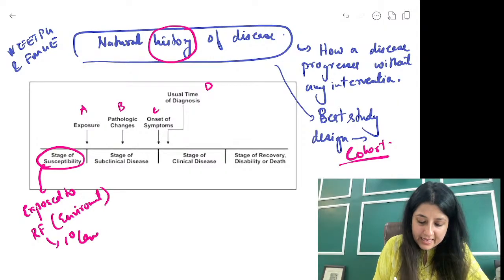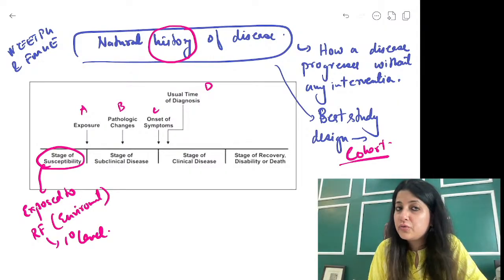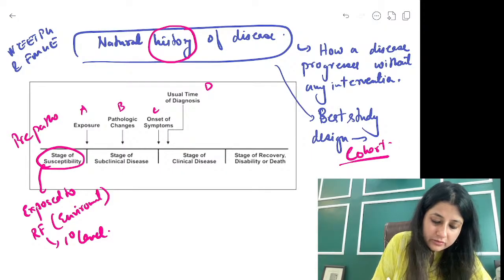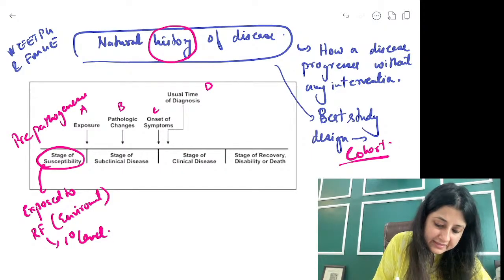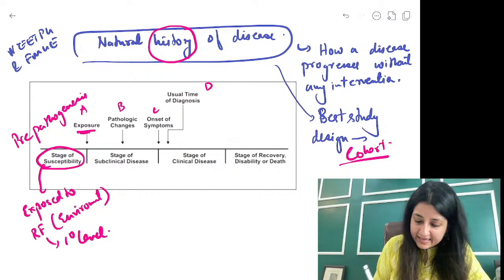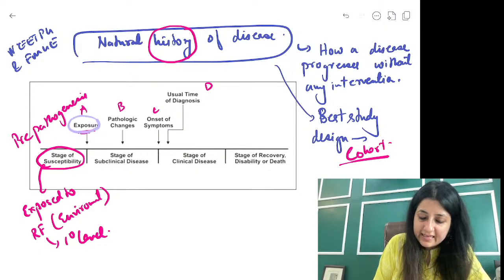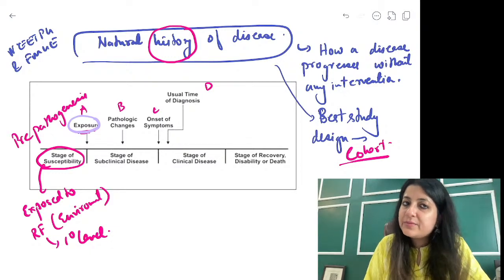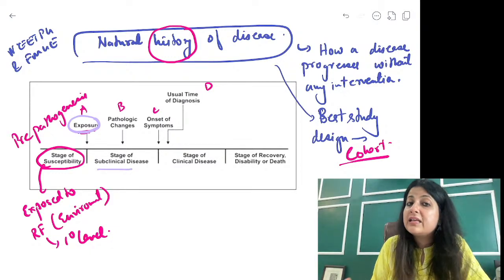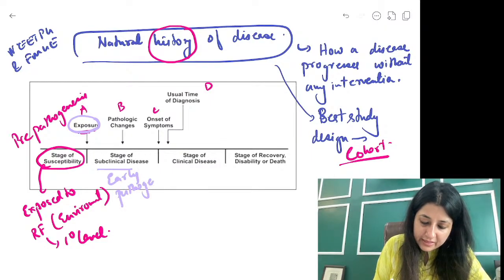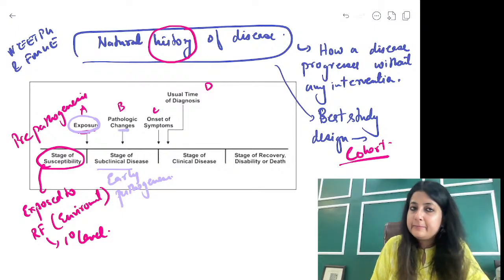You can apply primary level. You are exposed to risk factors. Now pathogenesis is not happening. You can also call it the pre-pathogenesis phase. Pre-pathogenesis. Now what is A? A is exposure. Exposure means the agent has entered into my body. So immediately I'll not go on to develop signs and symptoms. We have a stage of subclinical disease where we are having early pathogenesis. The pathogenic changes have started.